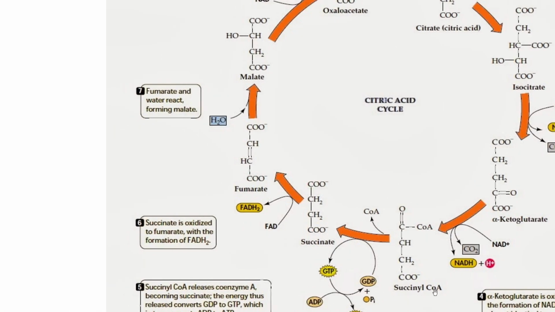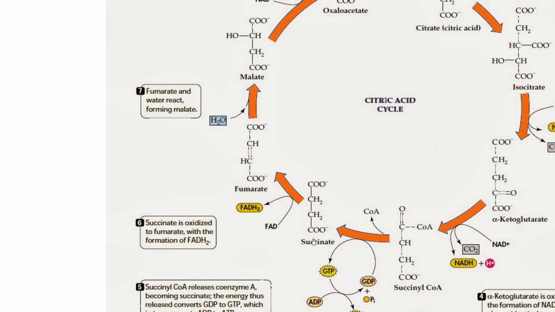Now, succinyl coenzyme A releases the coenzyme A here, becoming succinic acid, which is again a 4-carbon moiety only, but this is coupled to energy production. The energy thus released converts GDP to GTP, which in turn converts ADP to ATP.